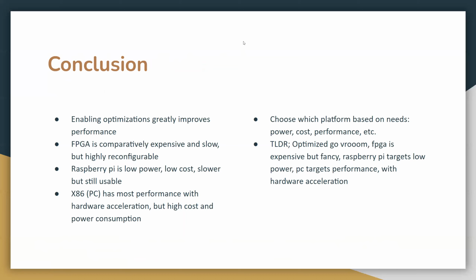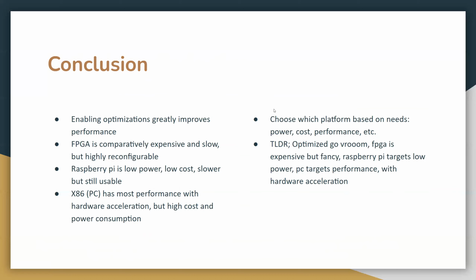So in conclusion, enabling optimizations greatly improves the performance of the code. The FPGA is quite expensive and slow, but it is highly reconfigurable. The Raspberry Pi is low power, low cost. It's slower, but it's still usable compared to the FPGA. For x86 or the desktop CPUs, they have the most performance, especially with hardware acceleration, but they have a higher cost and a lot higher power consumption.